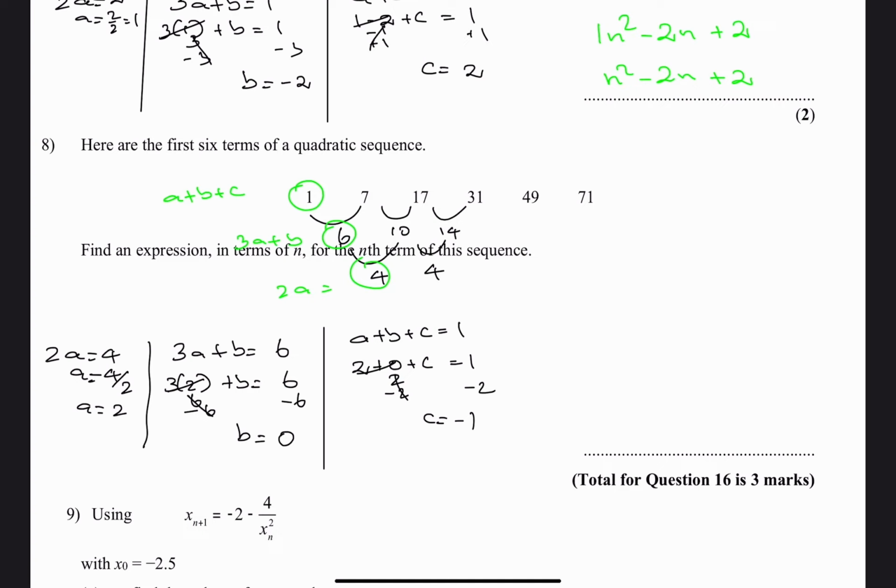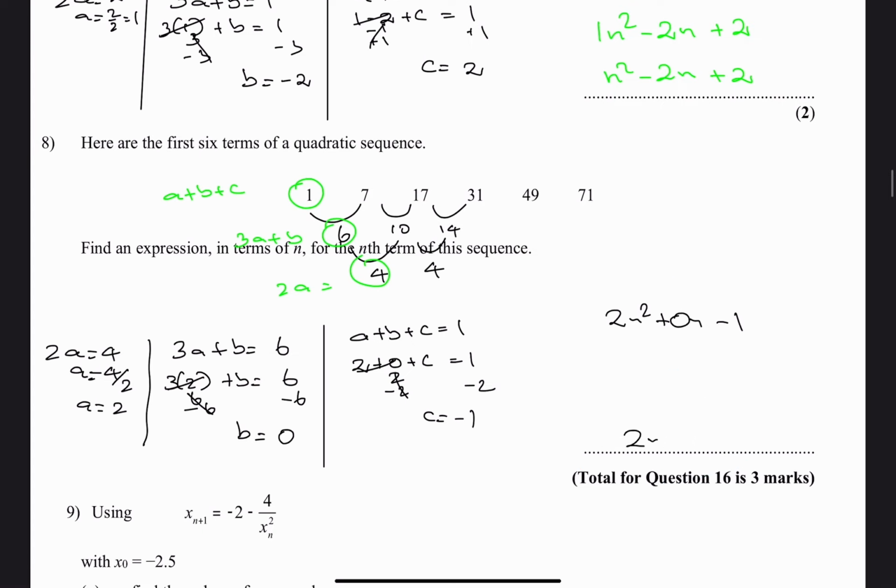So what's your formula? an squared, which is 2n squared, plus bn, which is 0n technically. So 0n if you want, minus 1. But remember, you don't really have to write the 0n anyways. So it's going to be 2n squared minus 1, and that's your finalized answer.